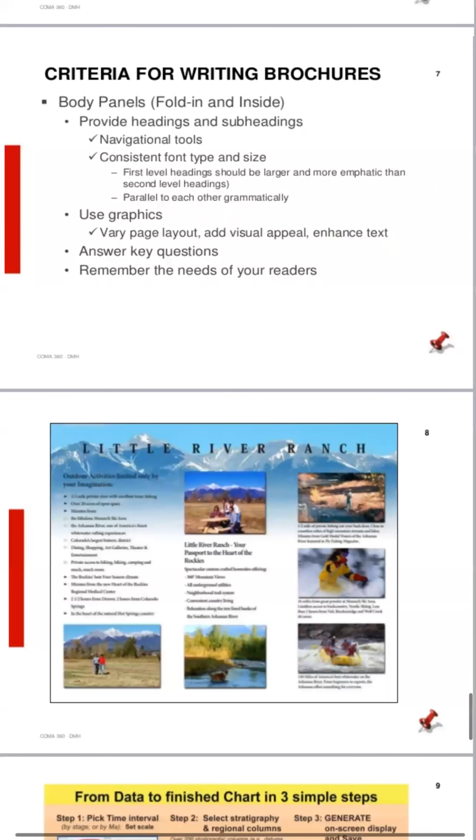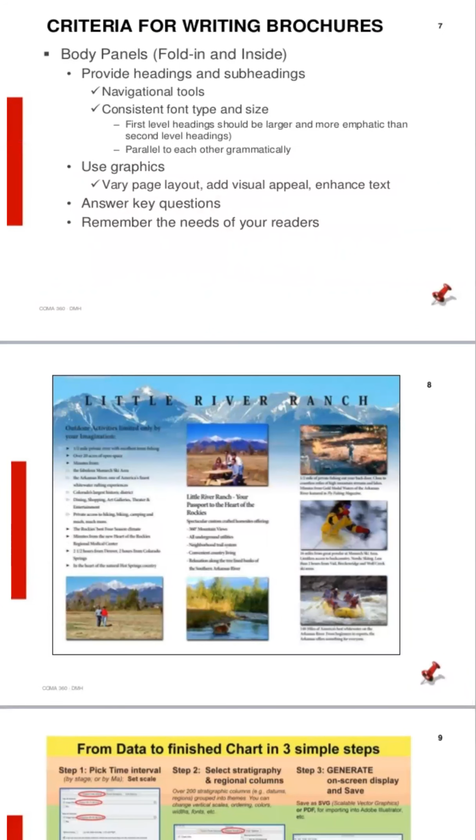Then criteria for writing brochures also come in when you have to choose the body panel of your brochure, how you have to write inside of the brochure. Your brochure must consist of a major heading. A major heading is always on the top. Then related to that major heading, there are some subheadings that convey the related thoughts to the major heading. And navigational tools are also in it.